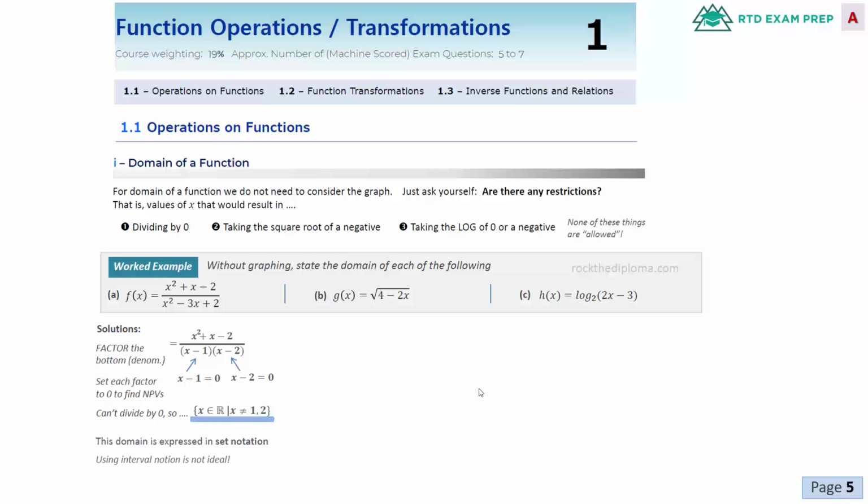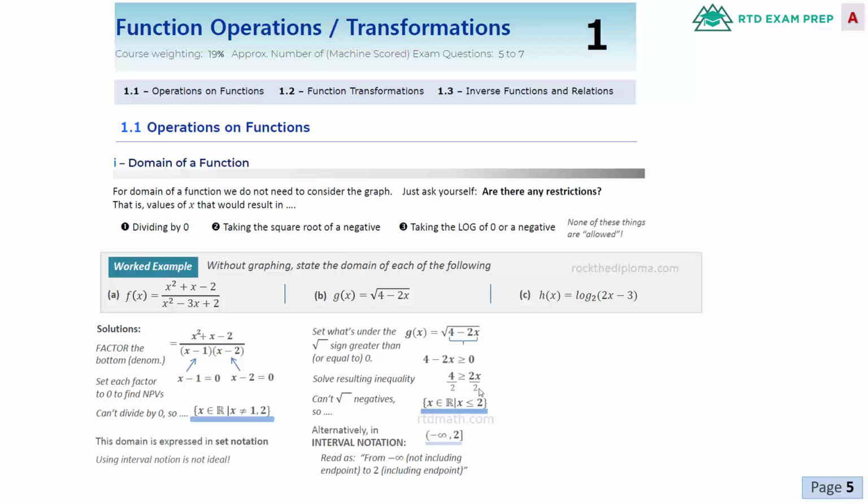Part B, g of x equals root 4 minus 2x. So here, we don't want to complicate things by thinking of a graph. We just want to say what values make that radicand positive or equal to 0. And so we actually write 4 minus 2x must be greater than or equal to 0. That's our statement. We're saying you must satisfy this.